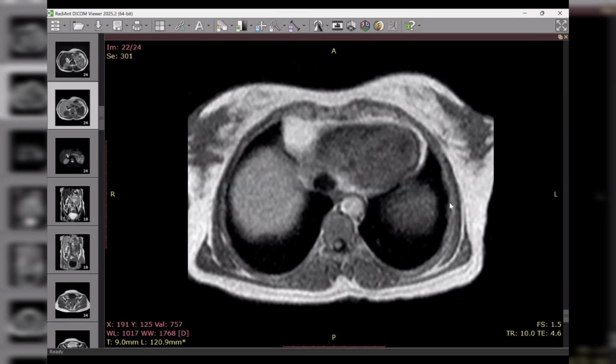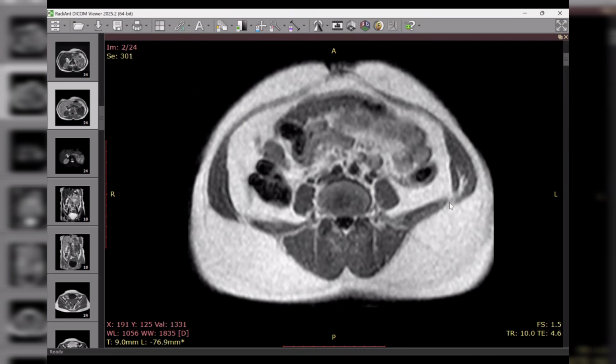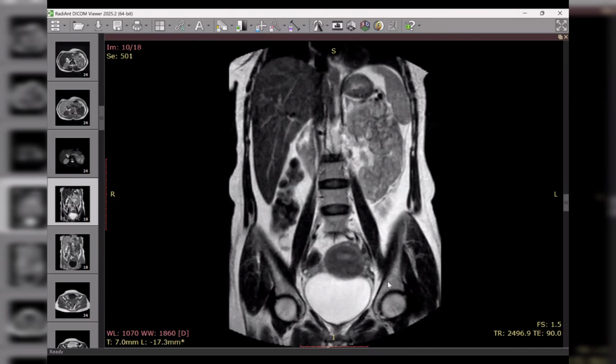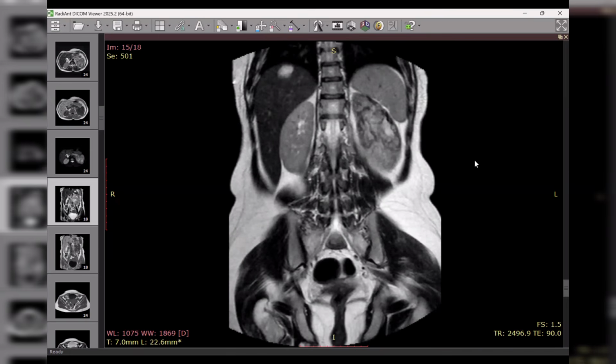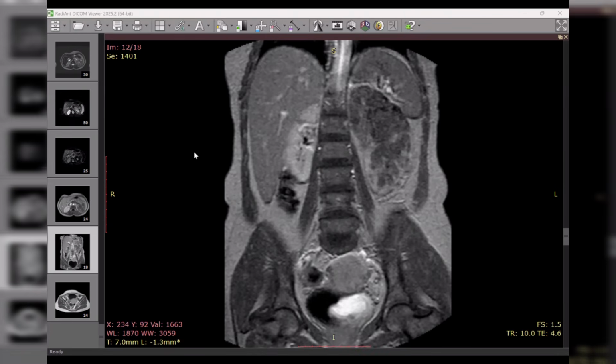Now we'll see the coronal images, coronal T2 weighted images, as well as the post-contrast images. Okay, this is the coronal T2. You can scroll. On the coronal T2 weighted images, here I can see the patchy heterogeneous irregular mass. Okay, this is the post-contrast coronal T1.